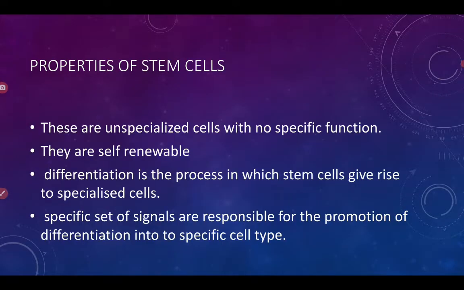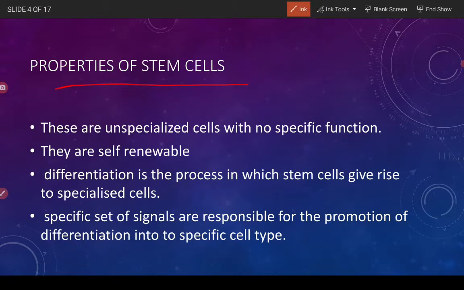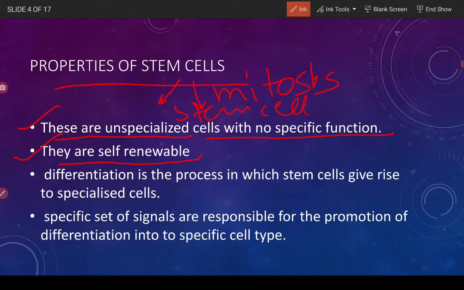Now, properties of stem cells. What are the properties of stem cells? First, these are unspecialized cells with no specific function. They are found in stem cell niches. Second, they are self-renewable: the stem cells undergo mitosis, or division, to form more stem cells. Then third, differentiation is the process in which stem cells give rise to specialized cells.